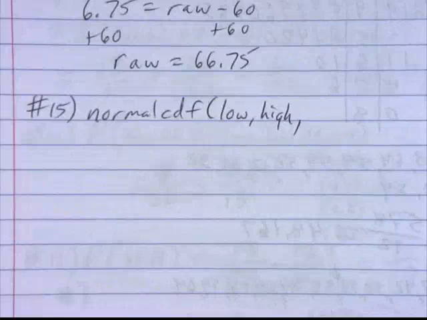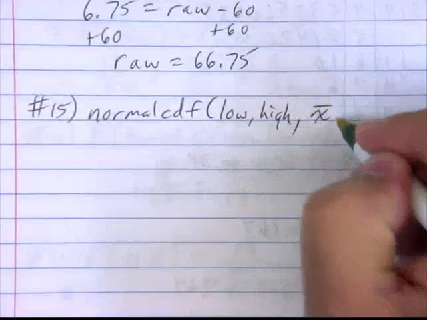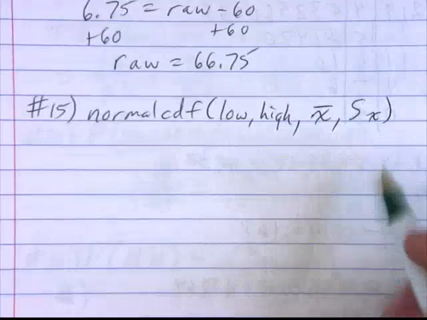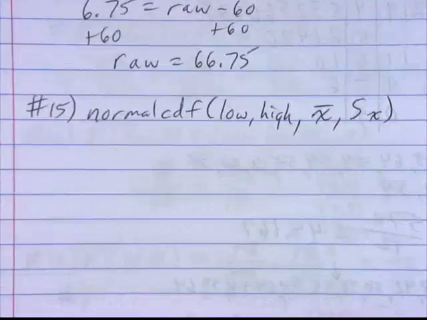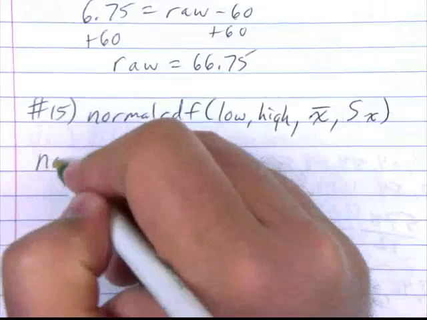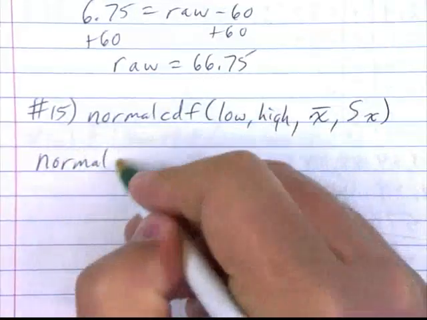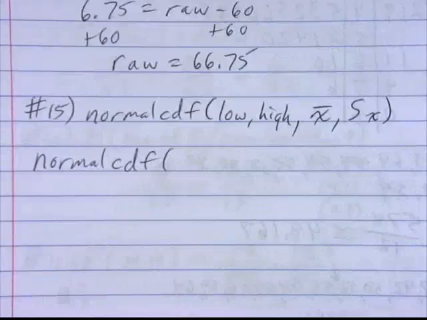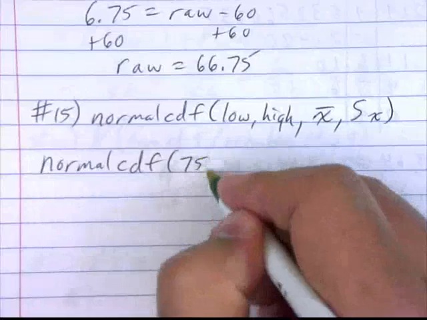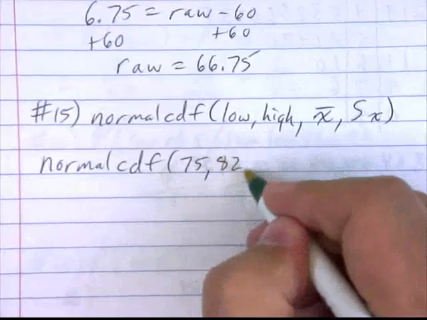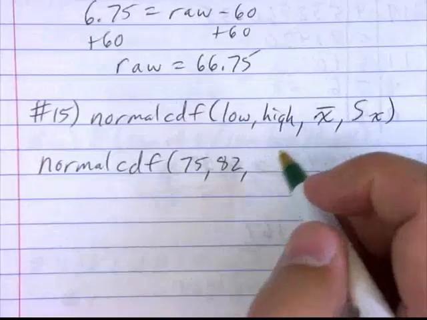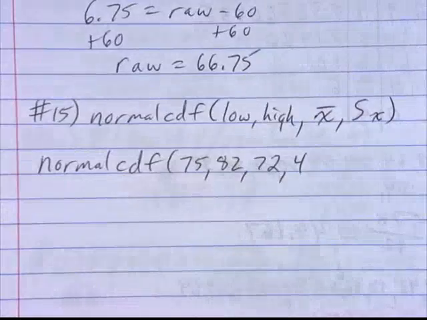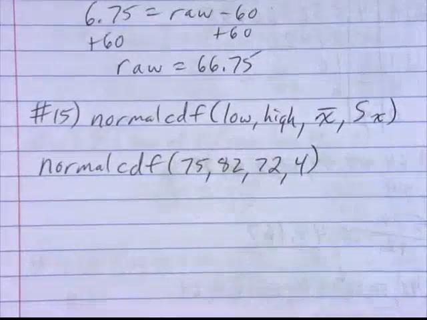Then you have to tell it what the mean of the data is and what the standard deviation of the data is. So I'm going to use that notation for standard deviation. So in this case, normal CDF, our low score is we're looking at something between 75 and our high score of 82. We have a mean of 72, and we have a standard deviation of 4. And I'm going to plug that all into the calculator.